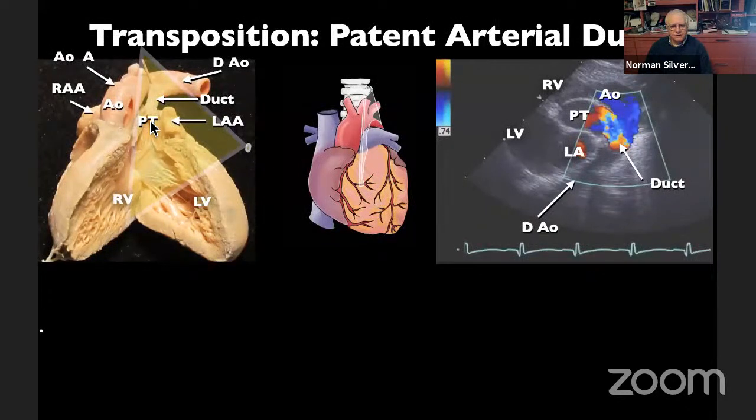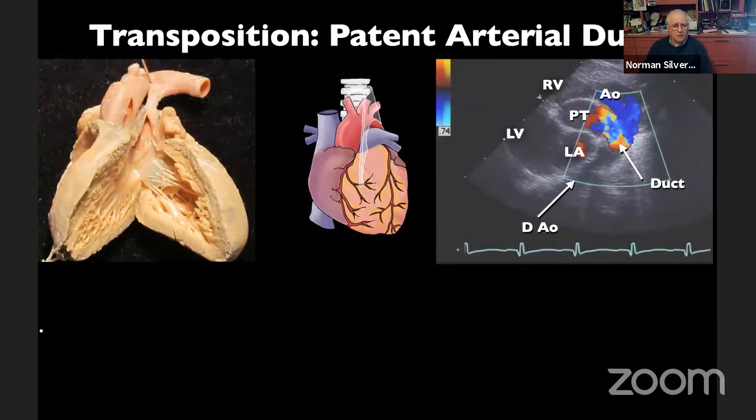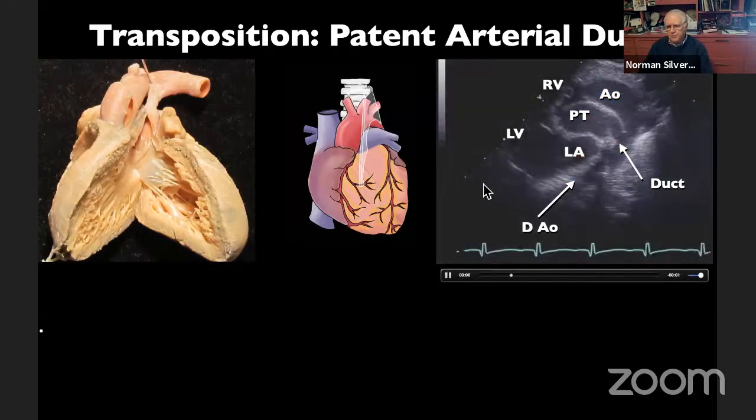So here is a shot showing an opened ductus from Diane Spicer's collection. And there you see the pulmonary artery, the pulmonary trunk, continuing into the ductus. And here is the arch of the aorta. And here is a cut from the suprasternal notch showing you this very beautifully. And here you can see the left to right shunting that is occurring across the arterial duct.